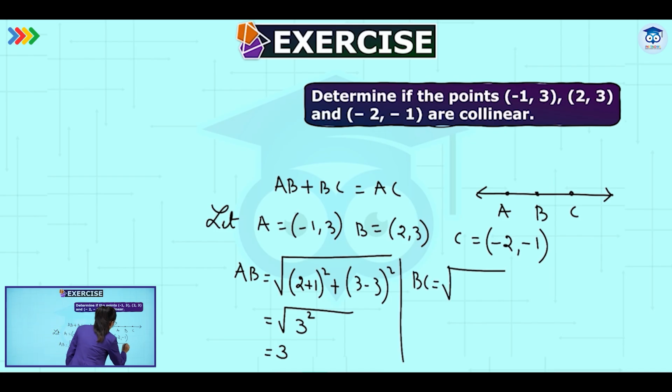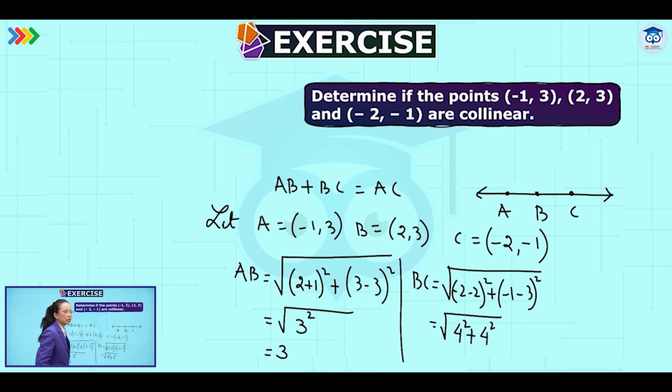Next, we'll calculate BC. Again, square root of the difference squared. So minus 2 minus 2 whole square, and then minus 1 minus 3 whole square. So the square root of this is 4 square plus 4 square, we don't need to consider the minus. So it's 32, and if you take out the square root, we have 4 root 2.